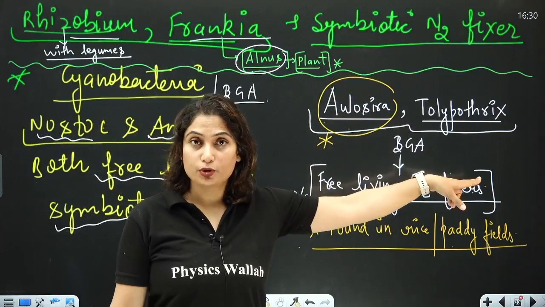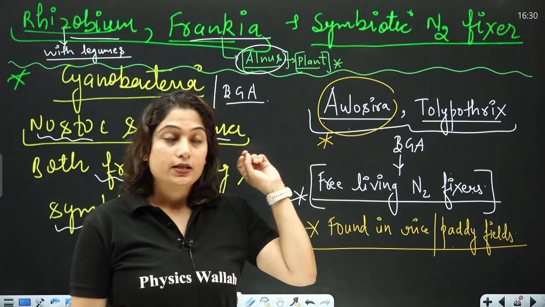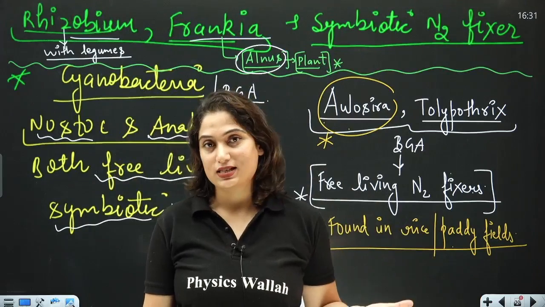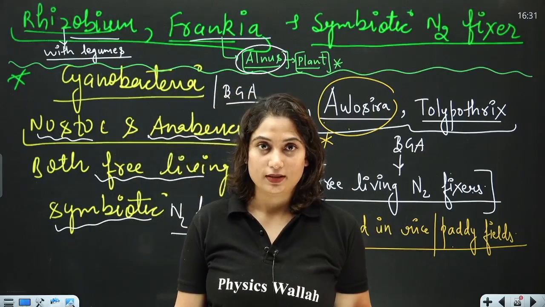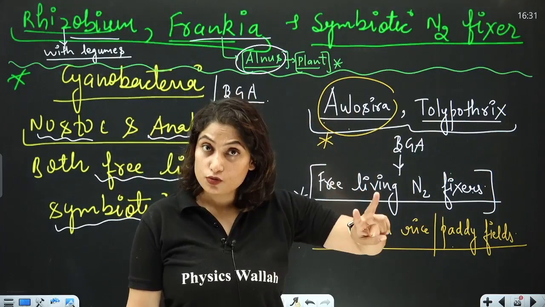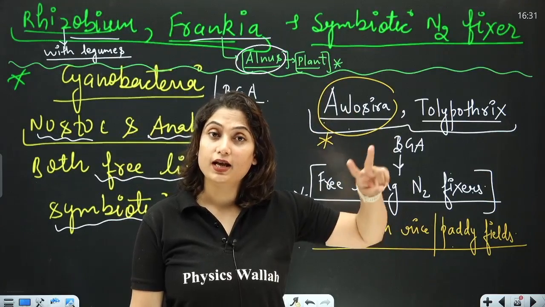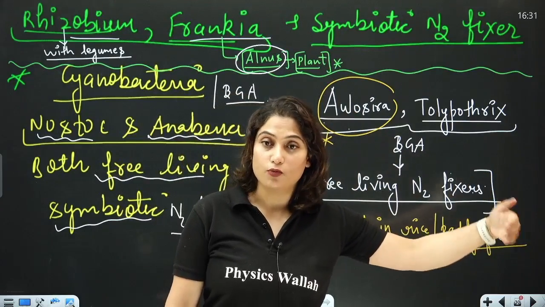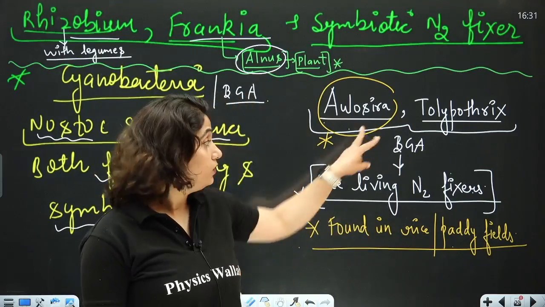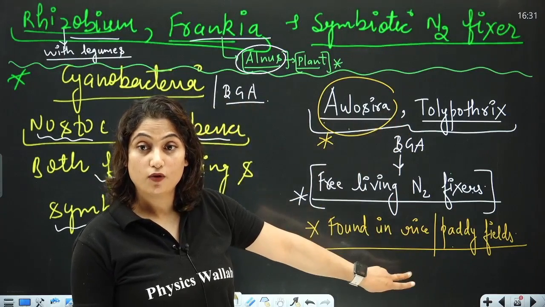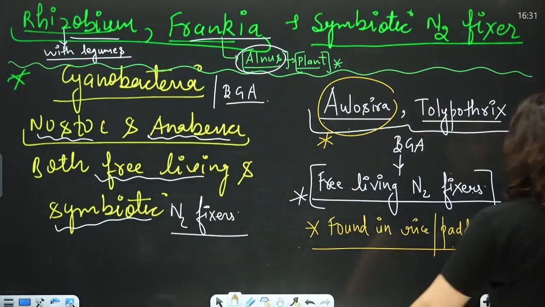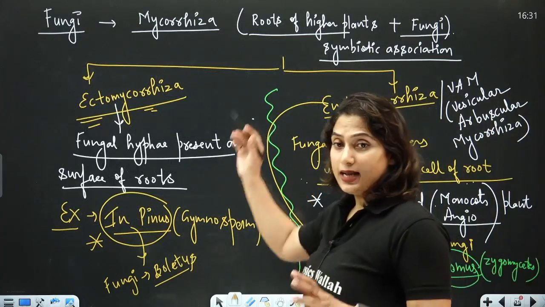Anabaena and Nostoc were symbiotic and free living; now Aulosira and Tolypothrix, these are the cyanobacteria, the blue-green algae, which are found freely in the soil and fix nitrogen. Okay, so Aulosira and Tolypothrix are two examples of free living nitrogen fixing cyanobacteria, and they are often found in rice or paddy fields. These two blue-green algae fix nitrogen in the free living condition. Okay. Then comes fungi.